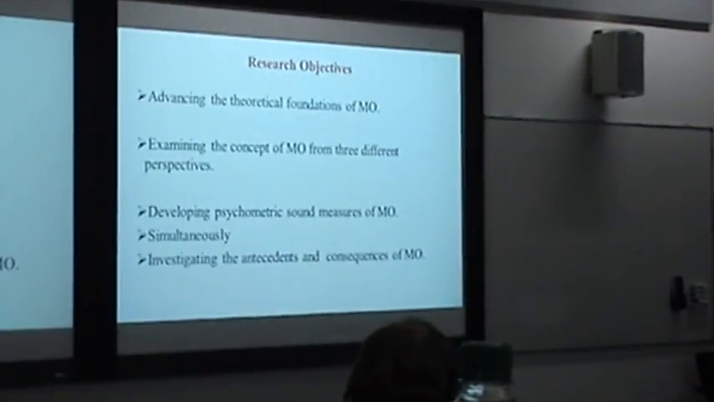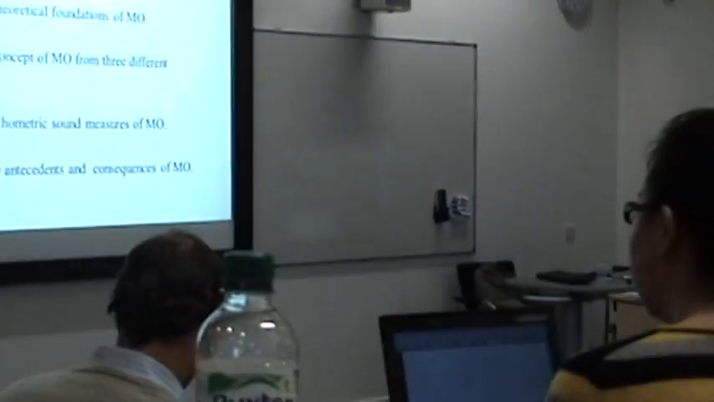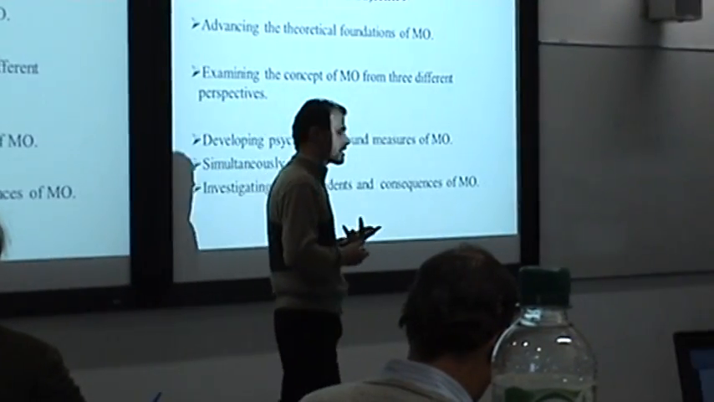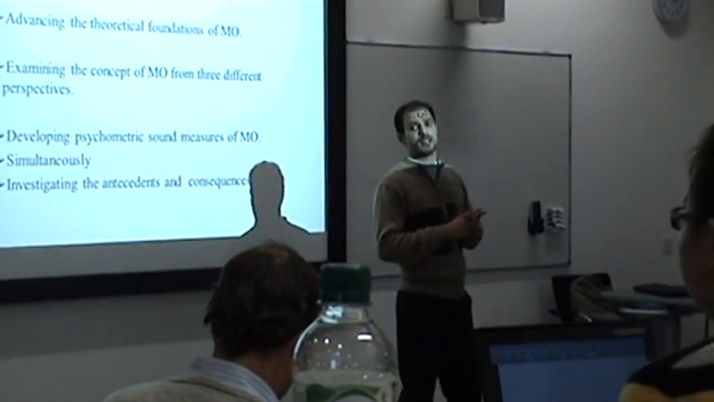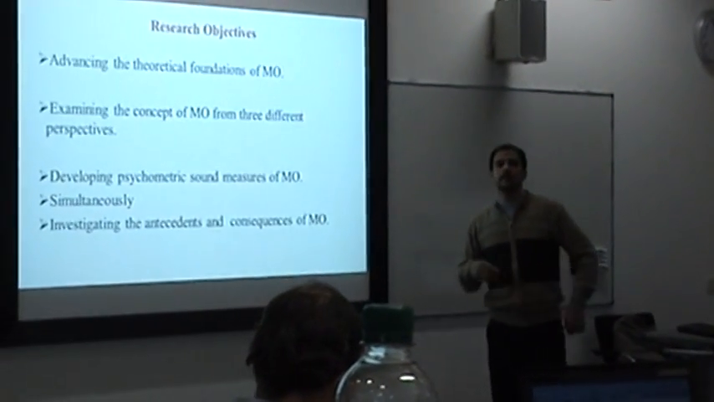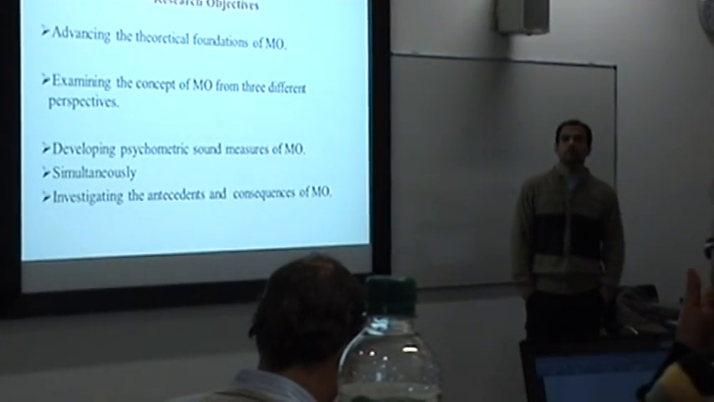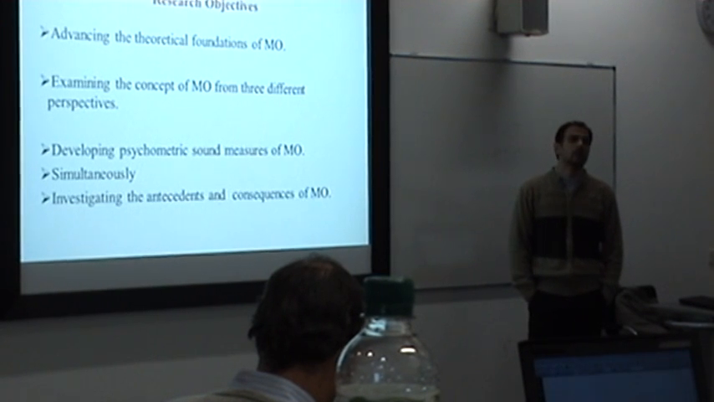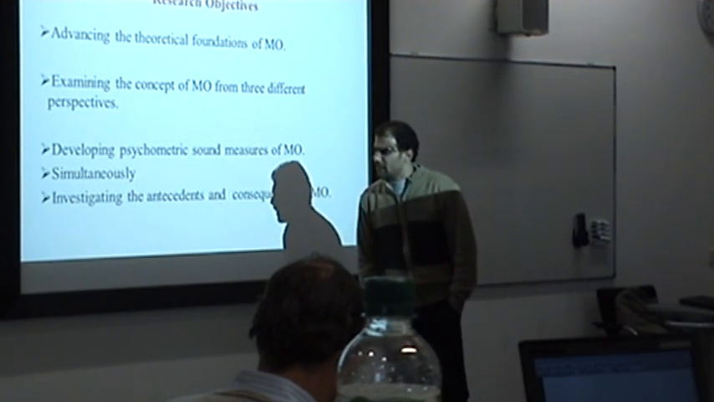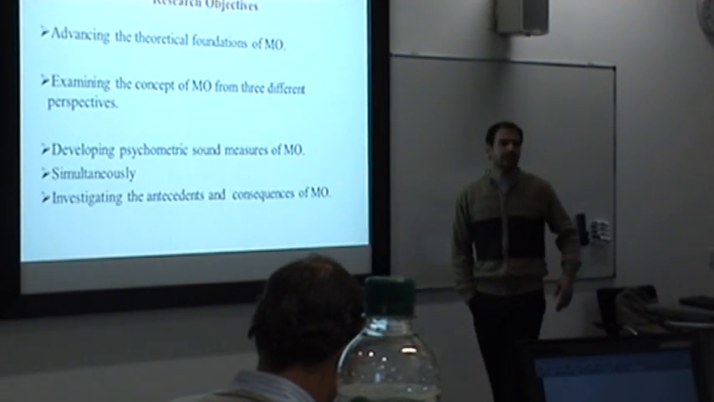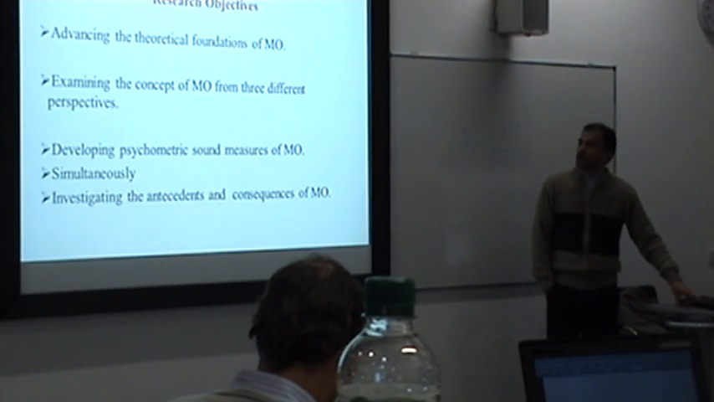The second objective is to examine the concept of market orientation from 3 perspectives: university marketing departments, academic departments, and alumni departments. The third objective is to develop a psychometrically sound measure of market orientation on the basis of systematic procedures for scale development. And the last objective is to investigate the antecedents and consequences of market orientation.